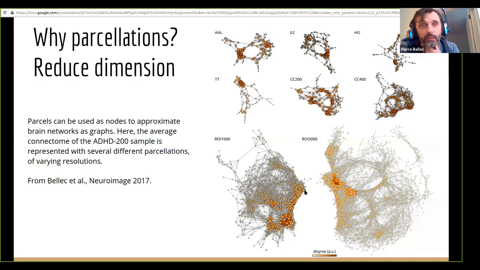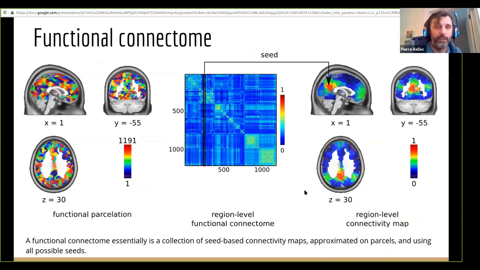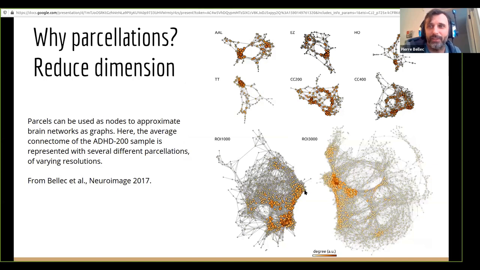So right away, you can see that parcellations matter, and that resolution, the number of regions you have in your parcellation, matters a lot. It's going to impact a lot your overall summary. Now, does it matter a lot for your end product and statistical analysis? Slightly different question, but in terms of the degree of details you're capturing, definitely it does. So reducing dimensions is one reason why you want to parcellate. Maybe I should have listed another reason.